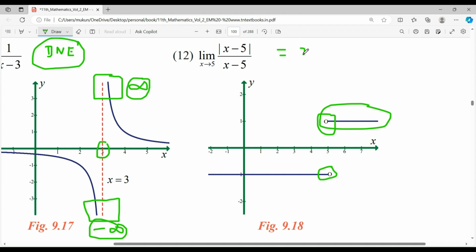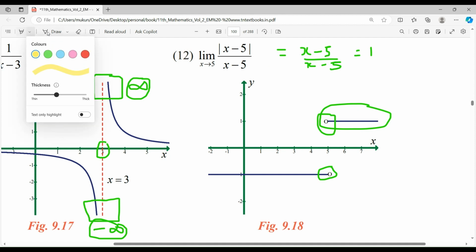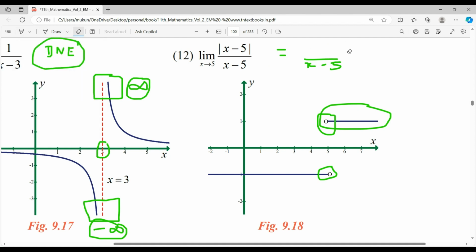So x minus 5 divided by x minus 5 is nothing but 1, right? So the graph is a straight line for all values x greater than 5. It's a straight line, which means y equals 1, right? And for a minute, let's do the same thing with values lesser than 5. And what do we arrive at?